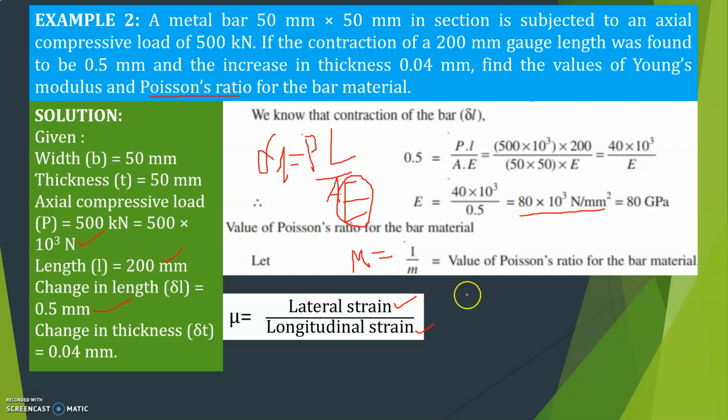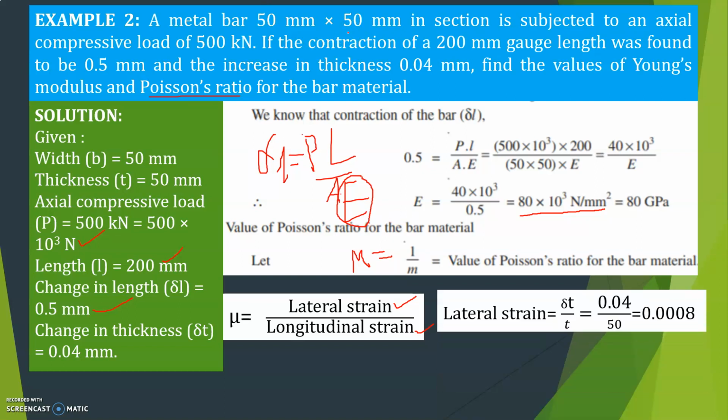Okay, so first we will see delta B. Can we calculate delta B? No, because we don't have the delta B value, right? So the lateral strain with respect to width we cannot find. But lateral thickness, how can you find? We have the increase in the thickness, that is nothing but delta T. We have T also, that is 50. So we can find lateral strain with respect to thickness.